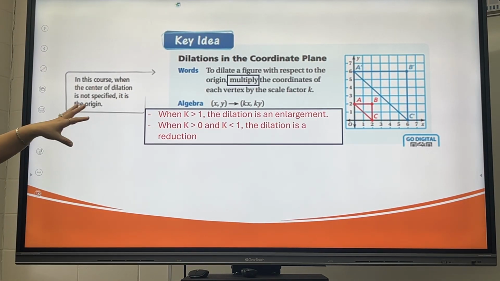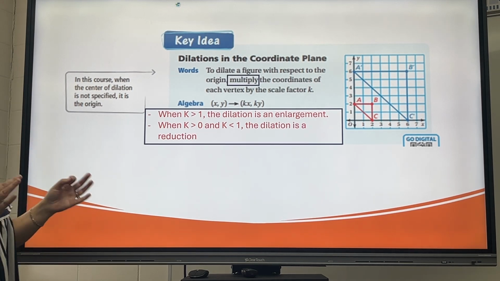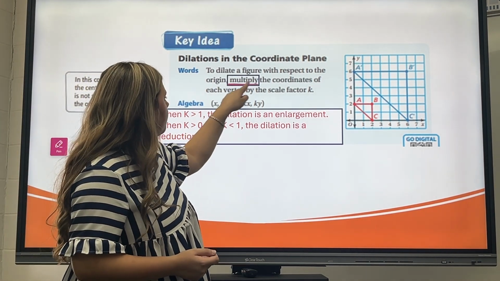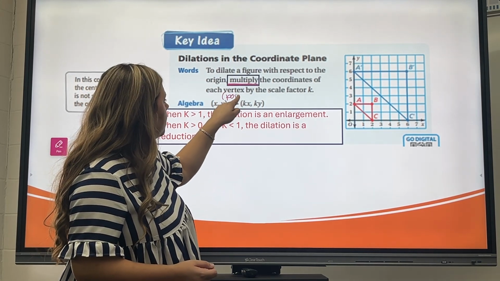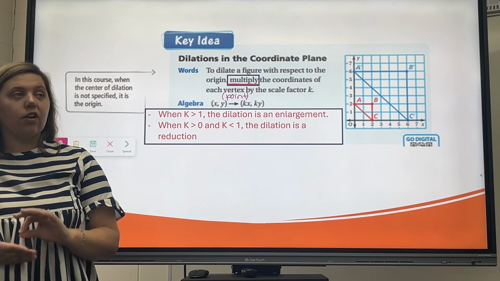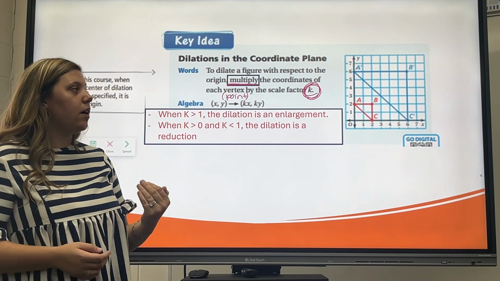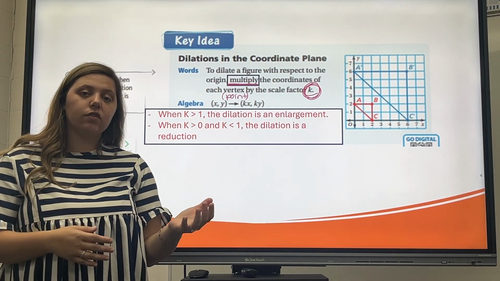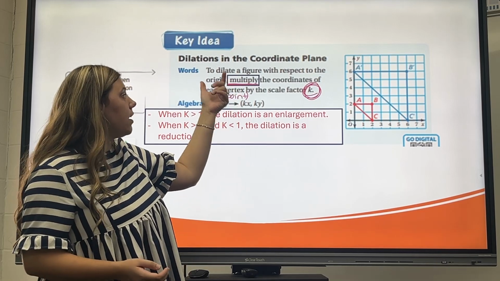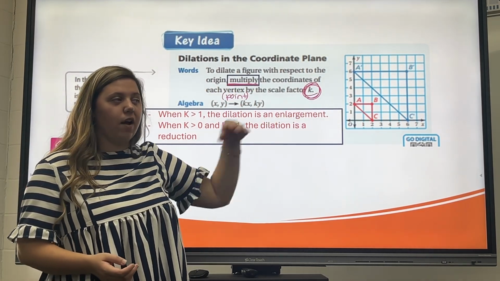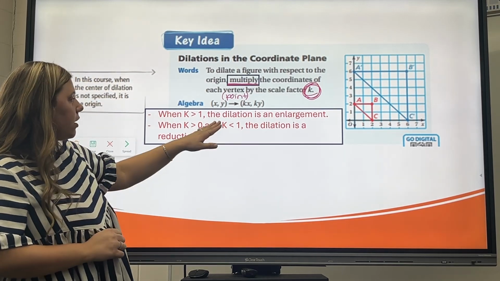Okay, this is where some of that stuff comes in. So we've got dilations in a coordinate plane. To dilate a figure with respect to the origin, so just kind of from the origin out, the coordinates of each vertex, remember the vertices are just the points, so multiply each point by the scale factor. Now, scale factor is always represented with the letter k, so the question might say something like, dilate when k equals 5, okay? Now that just means take every single point and multiply by 5 if k is 5, or the scale factor is 5. But there are some specifics about this.